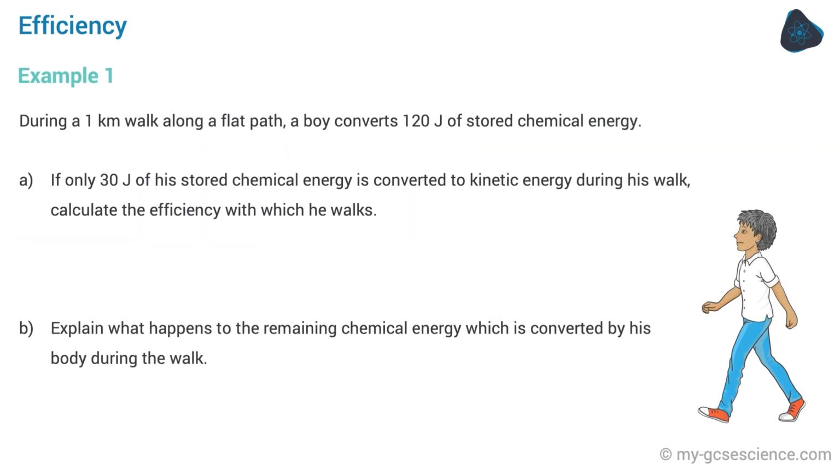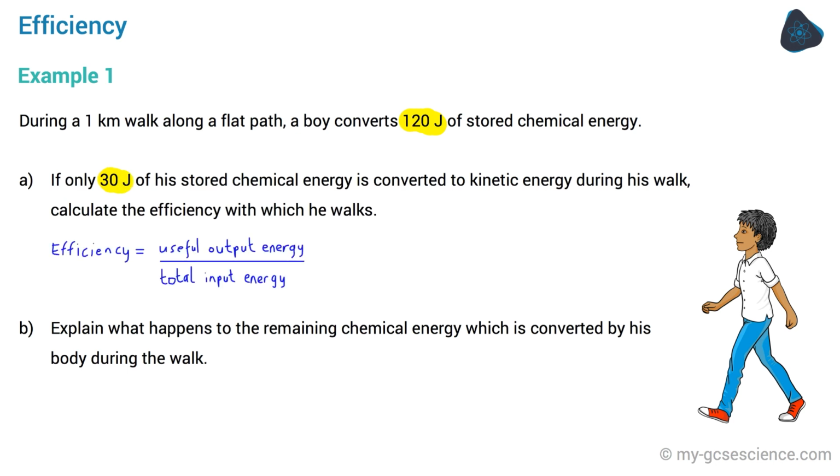Let's go through a couple of examples to make sure we're happy with using these equations. Example 1, and we can see that the total input energy here is 120 joules, and the useful output energy in the form of kinetic energy is 30 joules. To work out the efficiency, we use this equation, and then subbing in our numbers, that becomes 30 divided by 120 to give an answer of 0.25 as a decimal, or as a percentage, 25%.